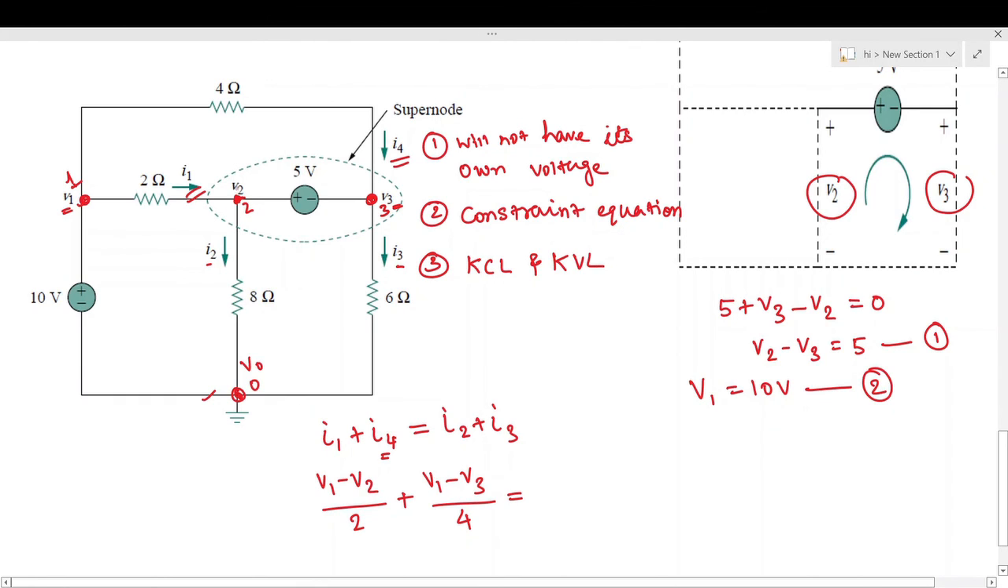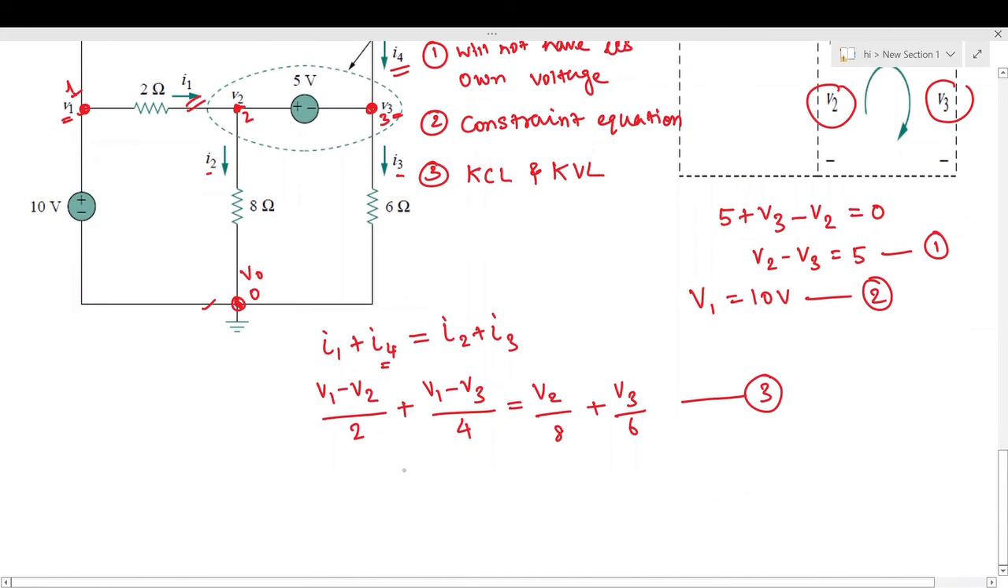I2 is equal to the potential difference of V2 minus V0. We know that V0 is equal to 0, so we will write V2 by 8, plus I3. I3 is equal to V3 minus V0 divided by 6. So we can write V3 by 6 because the reference voltage is equal to 0. Say this is equation 3.